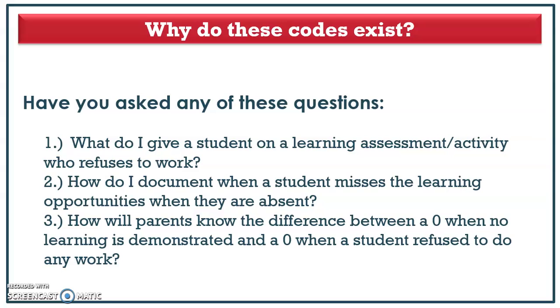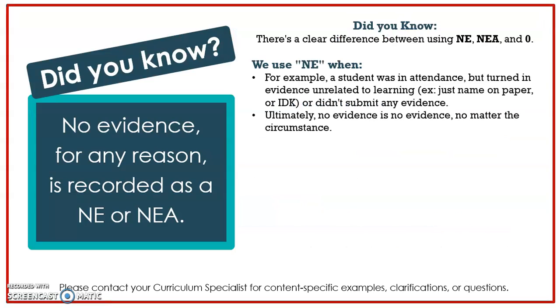What do I give a student on a learning assessment or activity who refuses to work? How do I document when a student misses the learning opportunities when they are absent? How will parents know the difference between a 0 when no learning is demonstrated and a 0 when a student refused to do any work? These codes will hopefully help us communicate those exact differences.